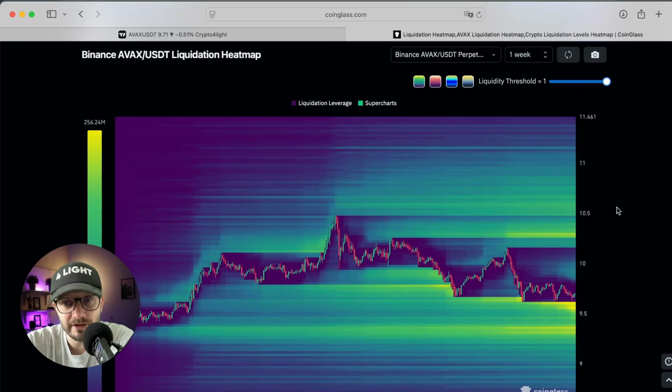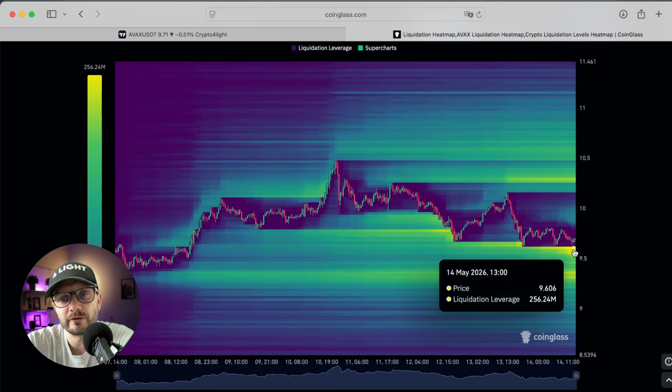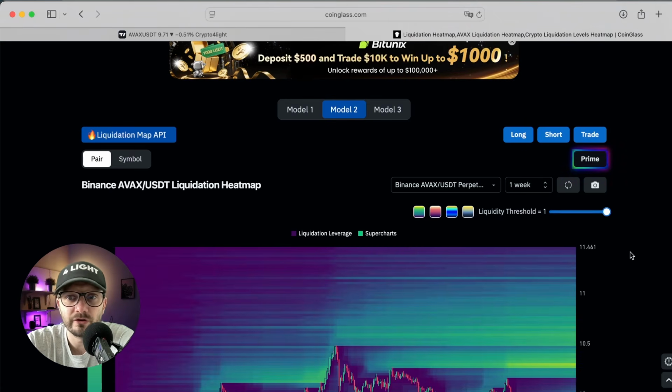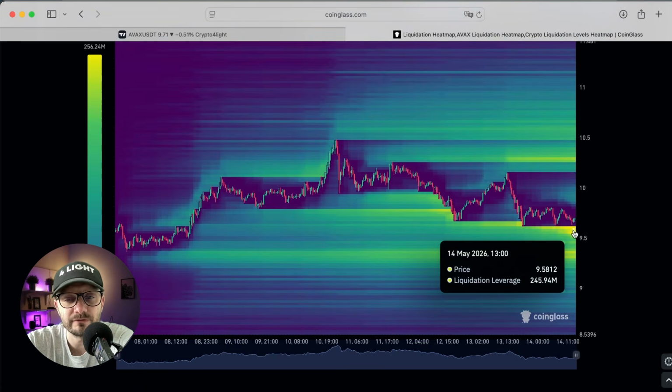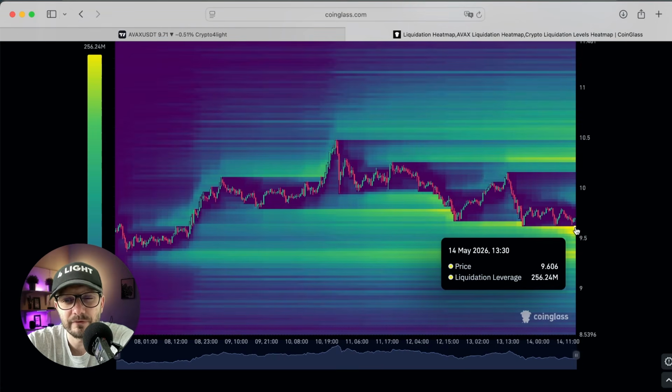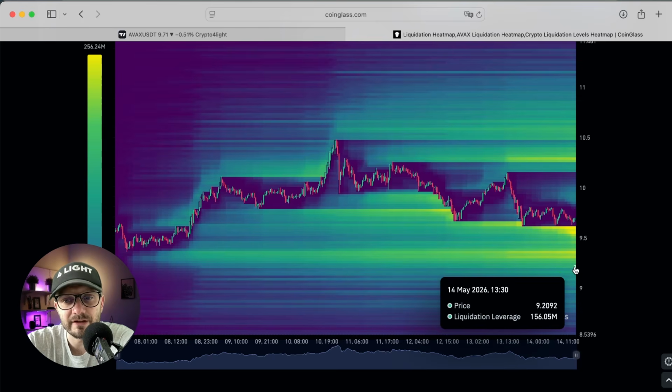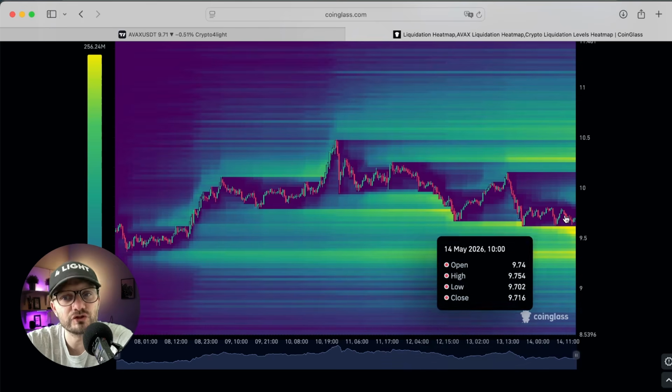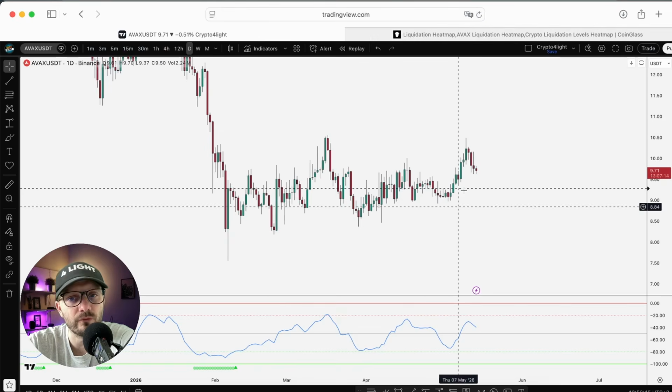So liquidation heat map, guys, on the weekly time frame, like you can see, under is a lot of liquidations on the 1 week time frame. It's a futures. That's why everything from 960 even to 920 is so attractive to grab that liquidity before the continuation.